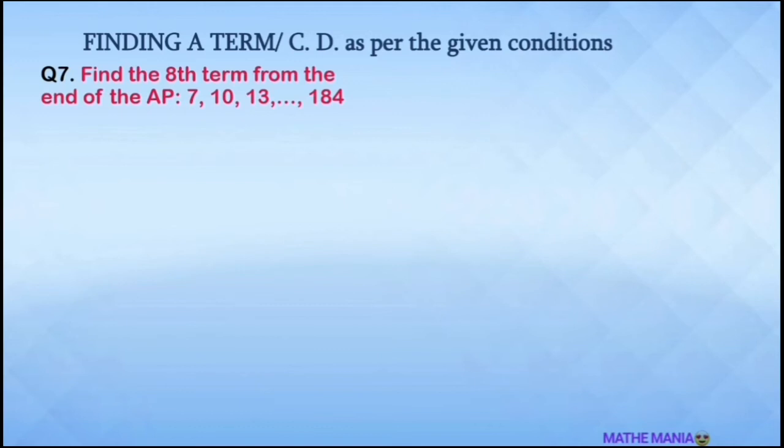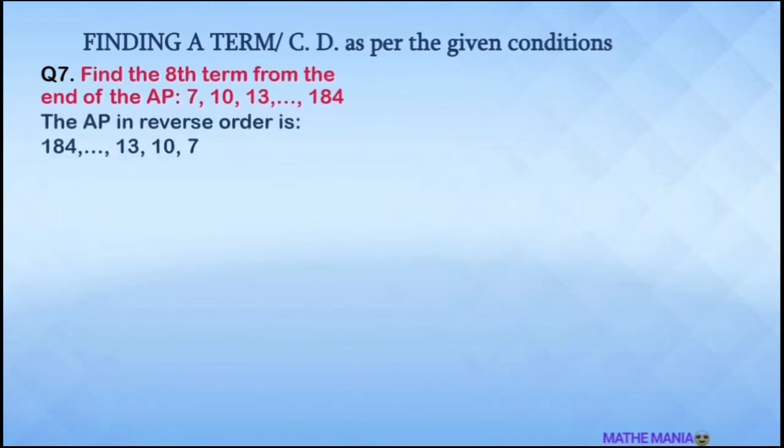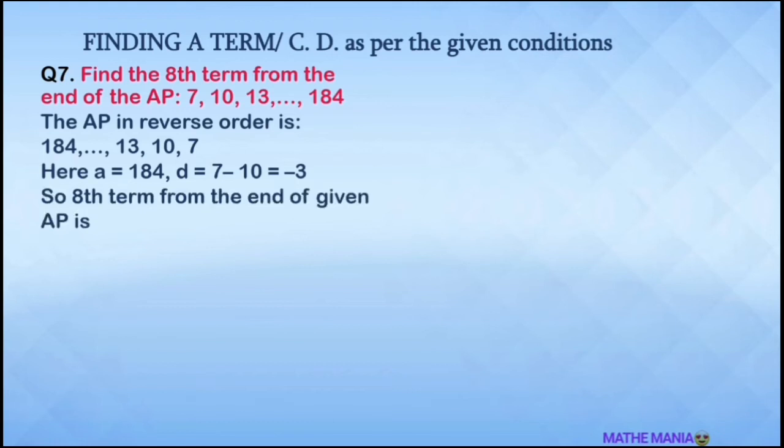Now another type of question where we have to find the 8th term from the end of the AP. There are two methods of solving this type of question. In the first method, we reverse the order of the AP, and so the AP becomes 184, ..., 13, 10, 7. Now the required term will be the 8th term of this new AP. That means we have to find a8 for the new AP. So calculating a and d and putting the values in the formula, we get a8 is equal to a plus 7d, or 184 plus 7 into minus 3, which on solving gives us 163. So this was the first method.